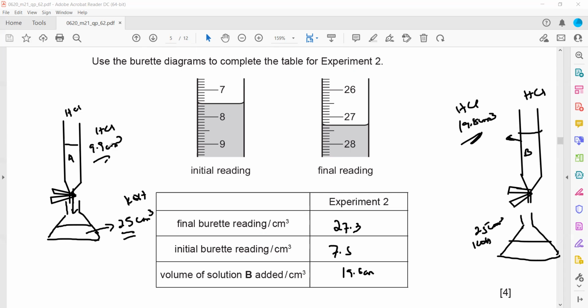So which HCl is more concentrated, like which has more particles in a unit space? HCl A is more concentrated. Why is it more concentrated? Because a small quantity can completely react with 25 cm cube of potassium hydroxide. Here we need a large quantity of HCl to react with potassium hydroxide, so it is less concentrated, like it contains less moles or less particles.